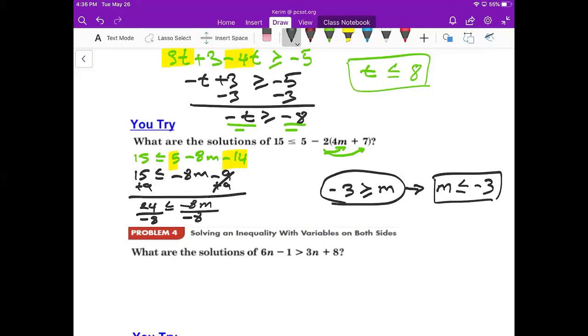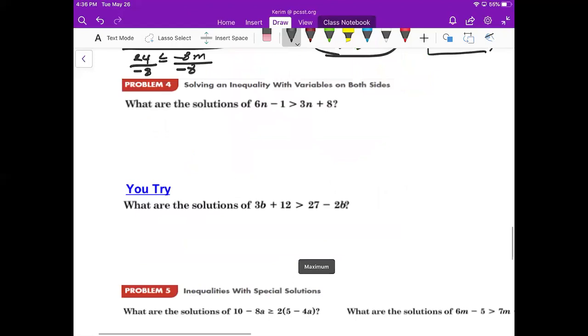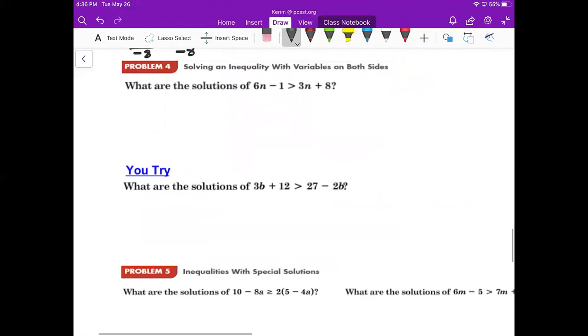That's why. All right, so let's look at problem 4. If you don't have any questions, anyone have any question before I move on? All right, perfect. Problem 4, solving an inequality with variables on both sides.